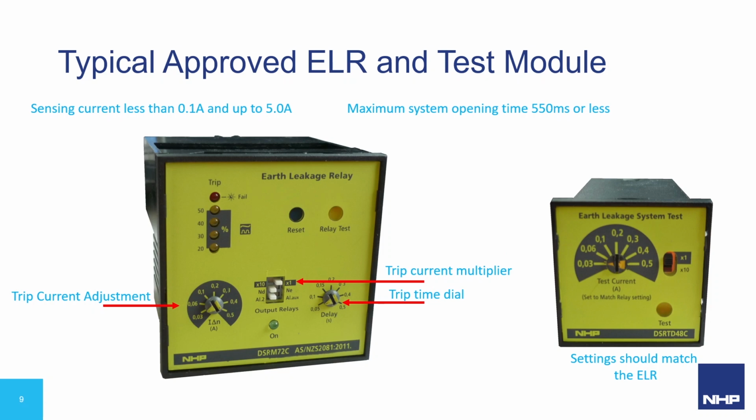Clause 6.3 calls for maximum operating time, and it shall not exceed 550 milliseconds. This should equal around 500 milliseconds maximum setting and 50 milliseconds clearing time of the controlling switch device. There is a time delay in this case between 0.05 seconds or 50 milliseconds and 0.5 seconds or 500 milliseconds. This dial has no multiplier for obvious reasons.